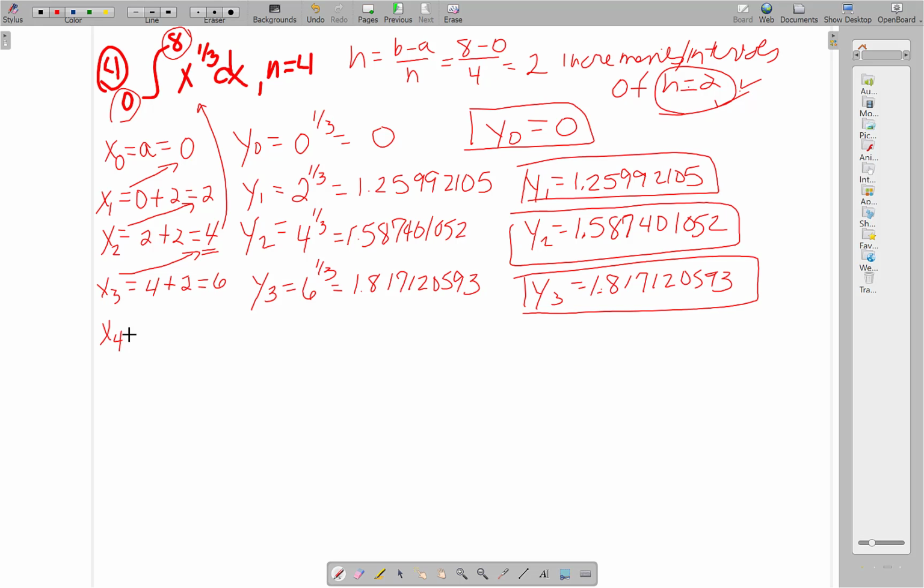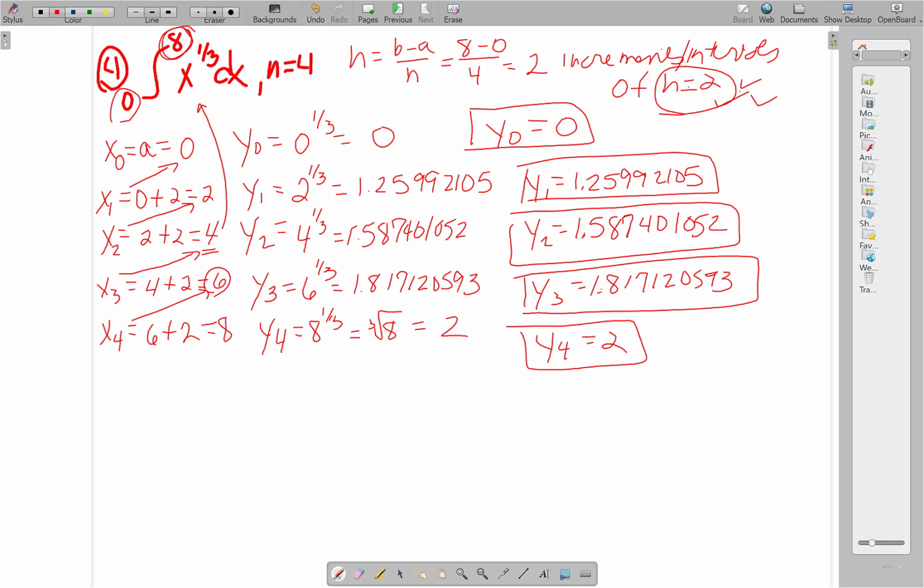Okay, we're not done yet. X to the 4th, we were at 6, so we do 6 plus, what's the next increment? 2. 6 plus 2 gives me 8. Yay, I've reached my upper limit. I know this is the last one. So y4 is going to be 8 to the 1/3, which, by the way, is the cube root of 8, which we know is 2. So y sub 4 equals 2.